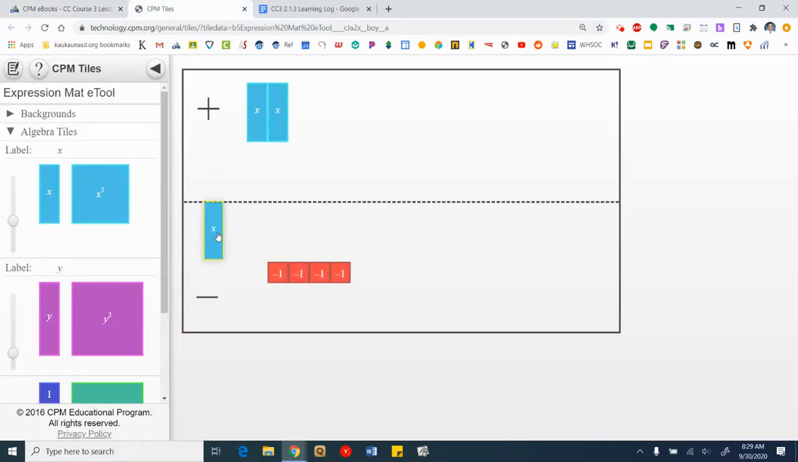Another way we could do it is with the opposite. So we could take away a negative 3x. Minus a negative 3x is the same as 3x. Minus a negative 4 would be another way. I'm going to go ahead and clear these.